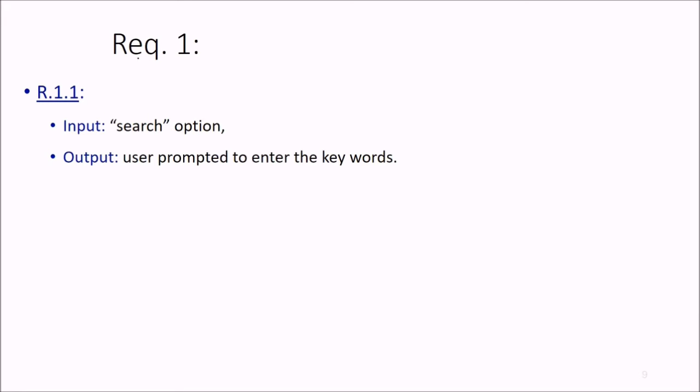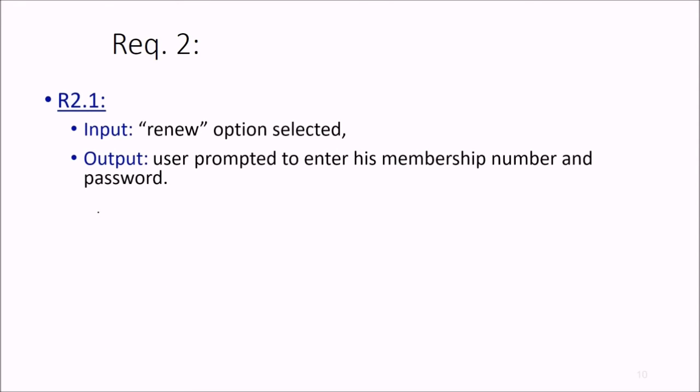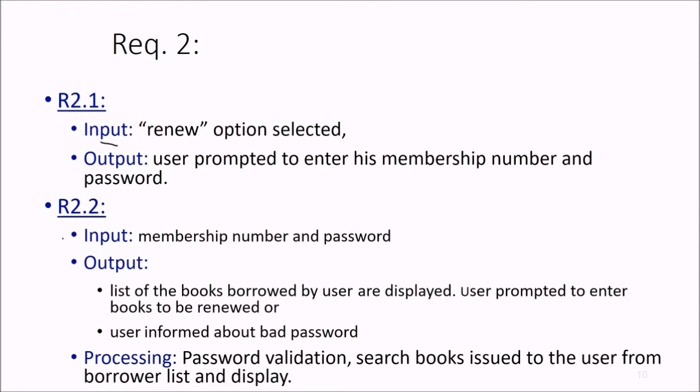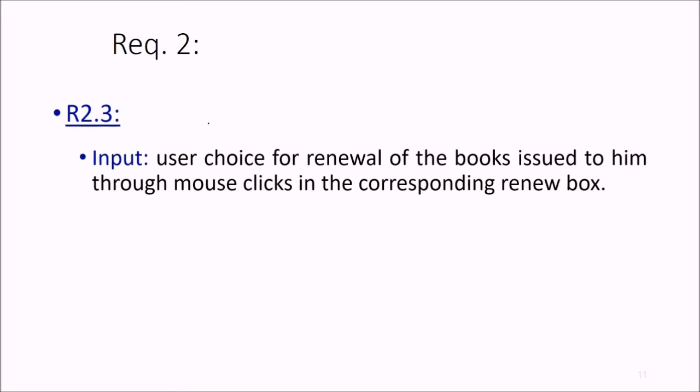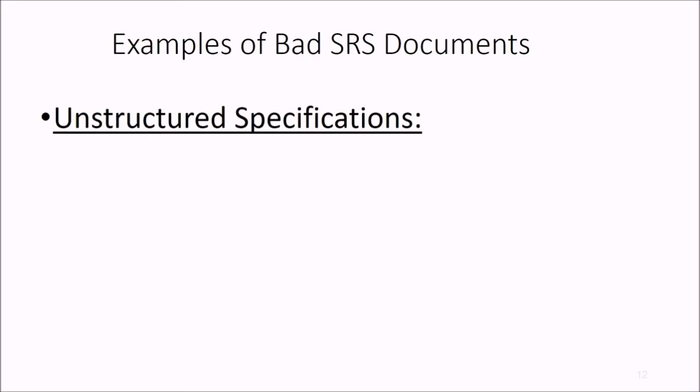So you can have more subheadings of requirement one. R.1.1: input will be the search option, output will be the user prompted to enter the keywords. Then 1.2: input, output, and the processing part. In a similar fashion, requirement 2: input, output, then 2.2: input, output, and processing. Then you can have 2.3: what will be the input, what will be the output, and what processing you are expecting. So this is how you write a good SRS.